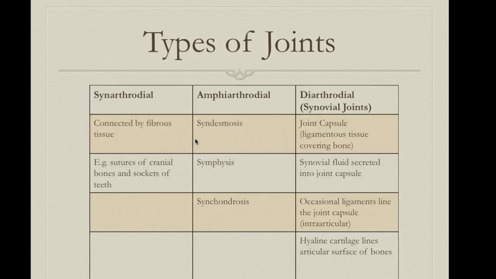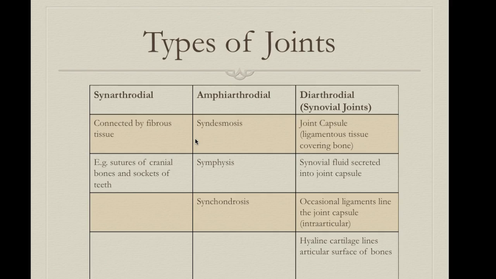Moving on to the types of joints that we find in the body, and also where to find them in the body. We have synarthroidal, amphiarthroidal, and diarthroidal, which are also called synovial joints. Synarthroidal we don't deal with too much, but good examples are sutures of the cranial bones and sockets of your teeth. The amphiarthroidal are the ones that have slight movement, so syndesmosis, symphysis, and synchondrosis.